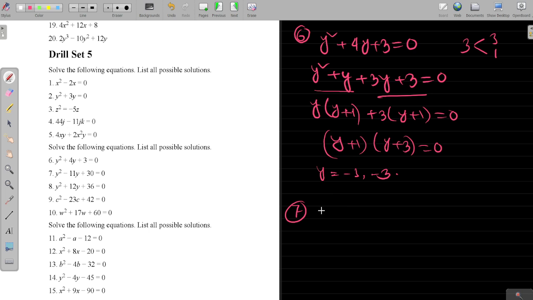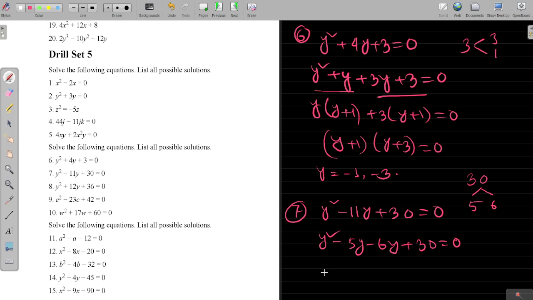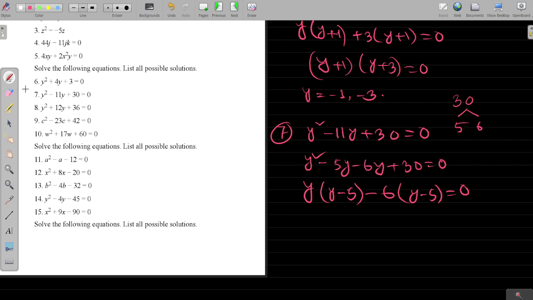Now problem number 7. y squared minus 11y plus 30 equals 0. Then for y squared, I have to split the middle term again. So 30 means 5 multiplied by 6, and 5 plus 6 means 11. So minus 5y minus 6y plus 30 equals 0. If I take y common from here, then the remaining part is y minus 5, again minus 6, then y minus 5 equals 0. So our value will be something like that: y minus 5 and y minus 6 equals 0. So y equals 5 and 6.